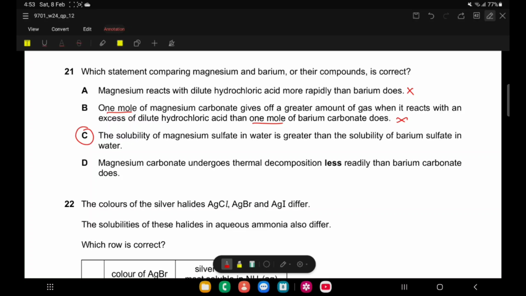And the last one is magnesium carbonate undergoes thermal decomposition less readily than barium carbonate does. Well, this is also wrong. The reason is, going down group 2, the thermal stability of the carbonates increases. That means magnesium carbonate is less thermally stable than barium carbonate.